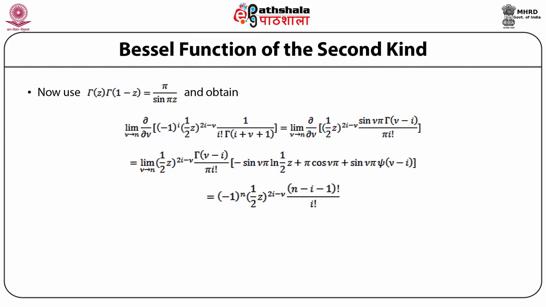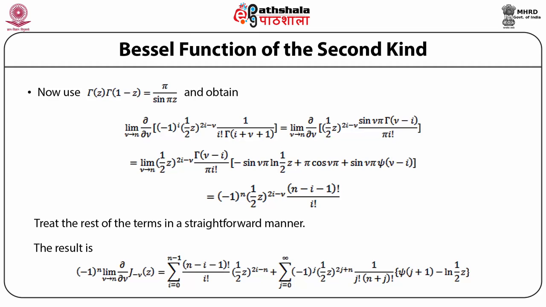The other terms of the sum can be treated in a straightforward manner. The result is (-1)^n limit ν tending to n ∂/∂ν of J_{-ν}(z) is equal to summation over i going from 0 to n-1 of (n-i-1)!/i! (z/2)^{2i-n} plus summation over j going from 0 to infinity of the terms (-1)^j (z/2)^{2j+n} times 1/(j! (n+j)!) multiplied by within the brackets ψ(j+1) minus natural log of z/2, brackets close.